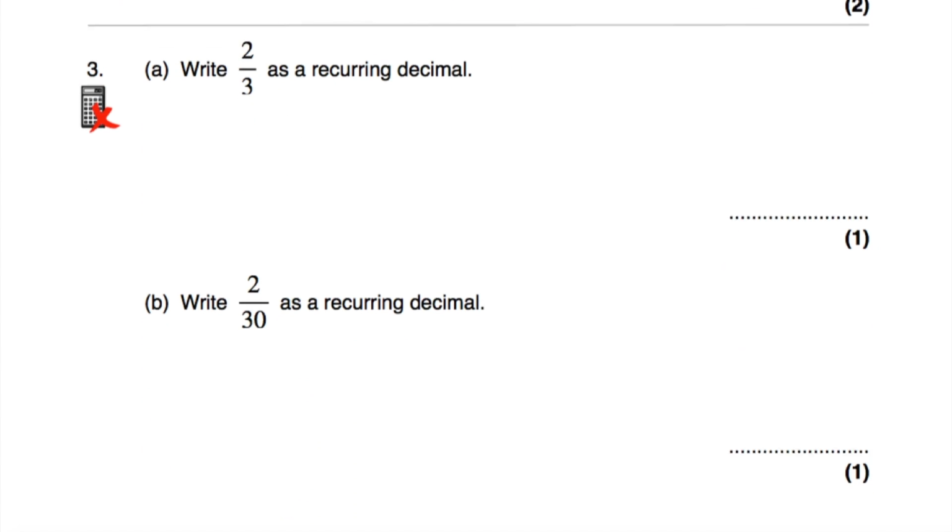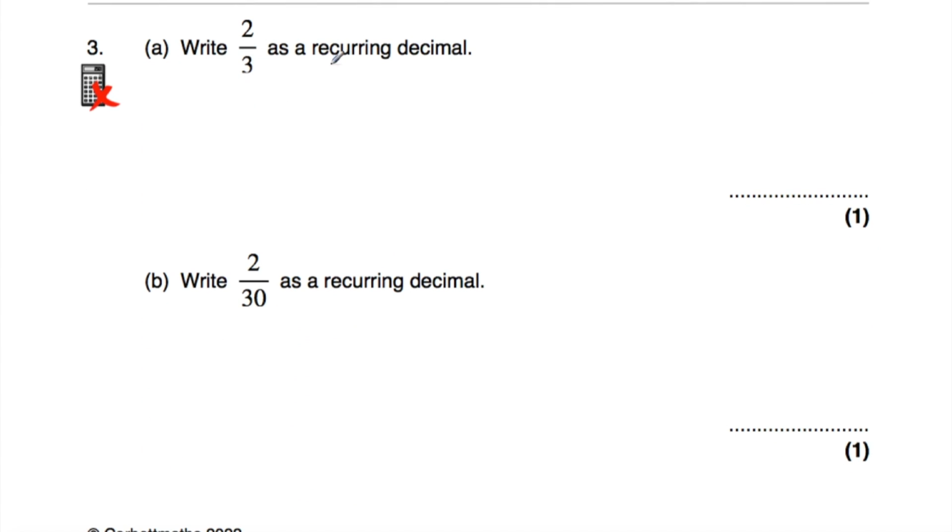Okay, let's have a look at question number 3. 3a says write 2/3 as a recurring decimal. Now 1/3 was 0.33333 and so on. So 2/3 will be 0.66666 and so on, or 0.6 with a little dot above it. Now 2/3 is one that I would learn off by heart, so that it's that.